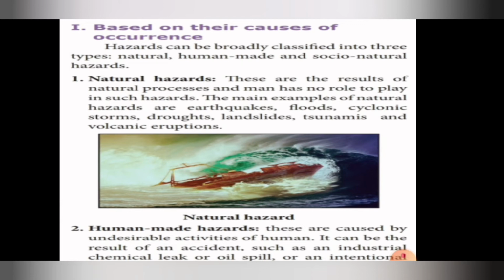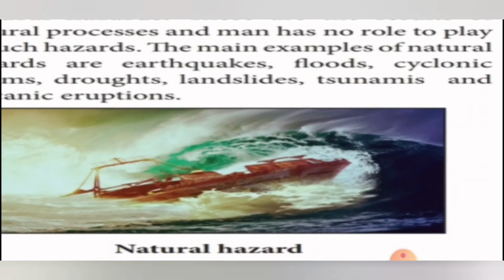Second one is floods. Floods is வெள்ளப்பெருக்கு, right? Next one is cyclonic storm, பலத்த புயல். Droughts means வறட்சி. Okay, because of lack of rain, drought occurs, isn't it? Next one, landslide, நிலச்சரிவு. Tsunami, you know what it is. Next, volcanic eruption. Okay, எரிமலைகள் வெடிக்கிறது. இதெல்லாம் என்னது? Natural hazards. Got it? They have given a picture for natural hazards, tsunami picture.